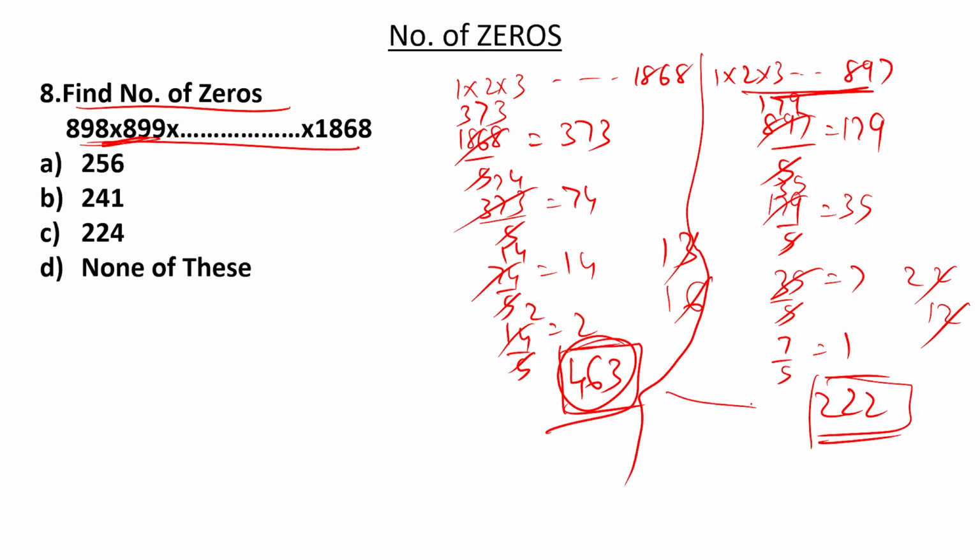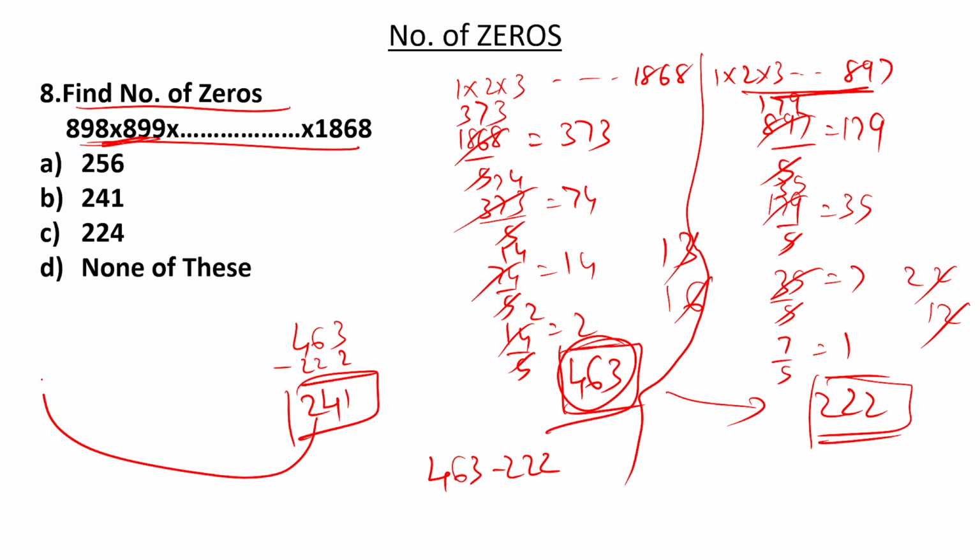So what we are going to do is just 463 minus 222. Let's do it manually, this also, for my convenience, because I am not that great at calculations. Okay, this is our answer, 241. I hope you understand how I did this sum.